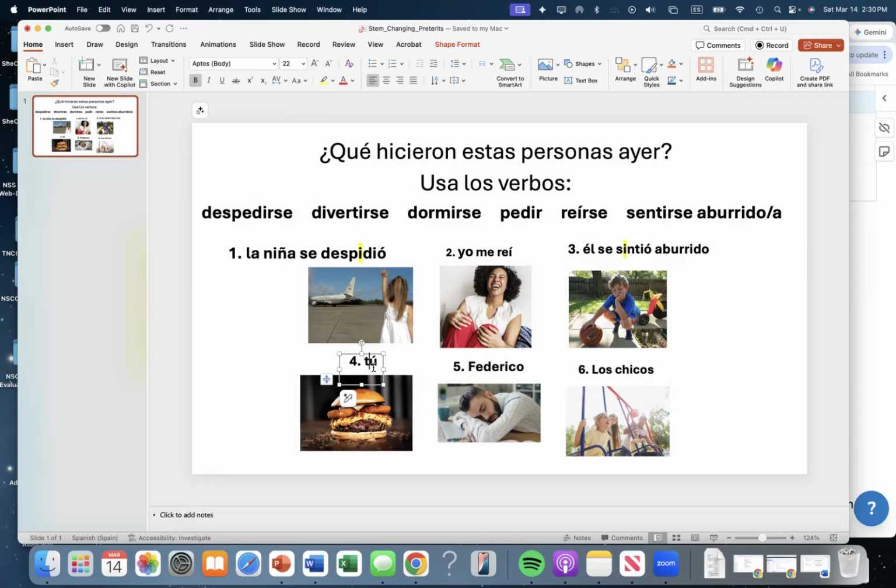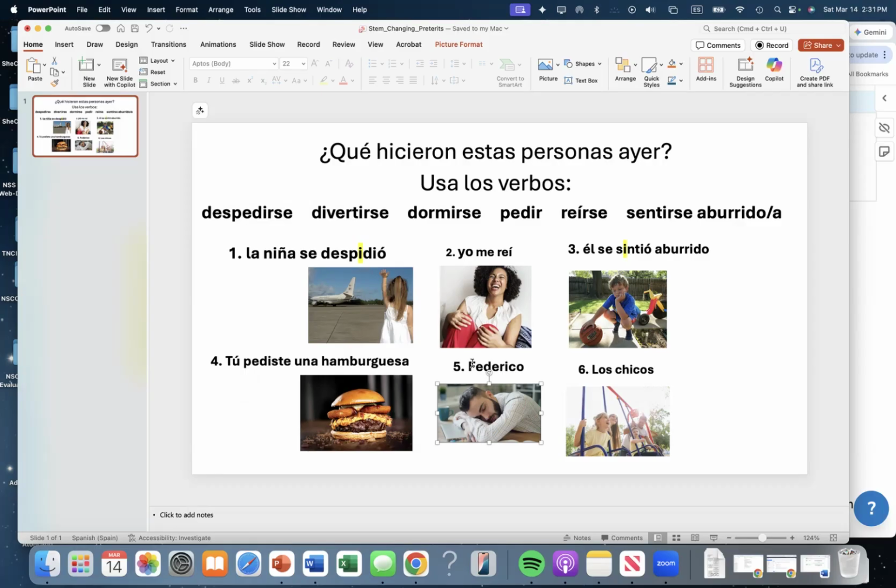Here we have tú, so we don't need to change the stem. And what verb are we using? Pedir, to order something. Tú pediste una hamburguesa. Tú pediste una hamburguesa. We don't need to change any stem here.